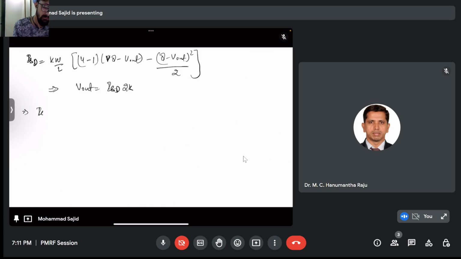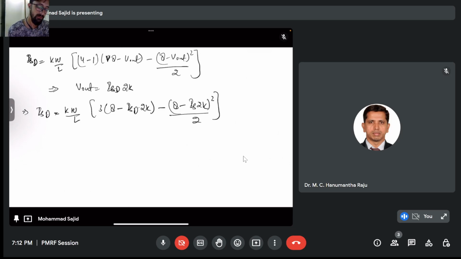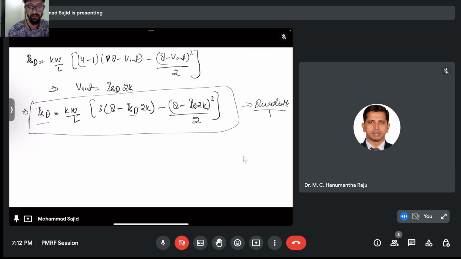So it will become ISD equivalent to KW by L times 3 (8 minus ISD 2K) minus (8 minus ISD 2K) square by 2. So now if you go on solving this question, this can be solved, but it will be a quadratic form, right? You have ISD square here, and a simple linear term in ISD. So this is one way you can go on solving this question by following this approach.